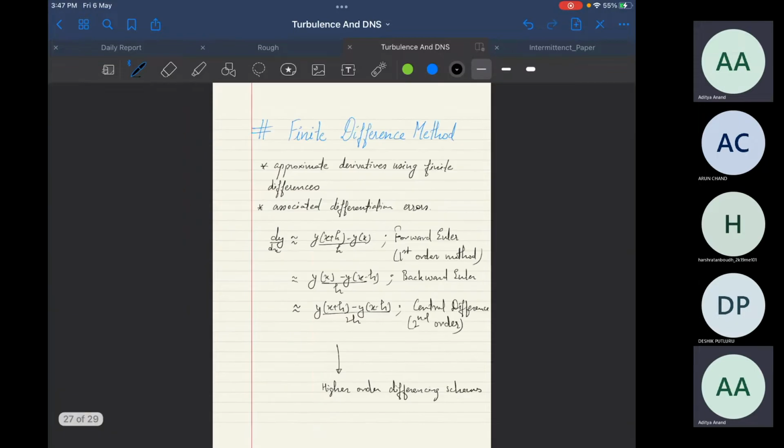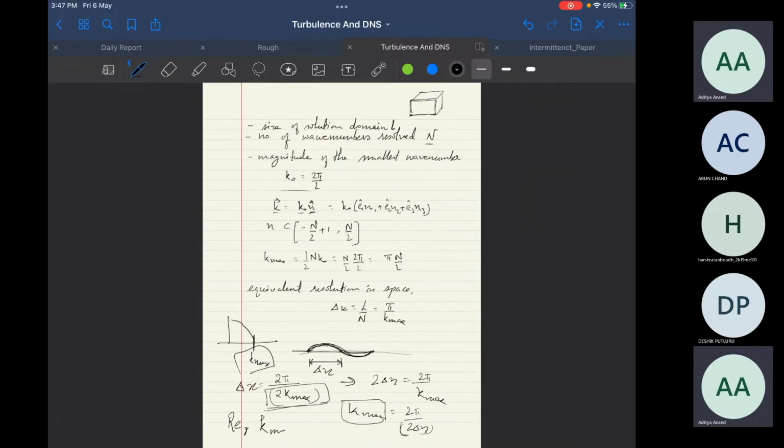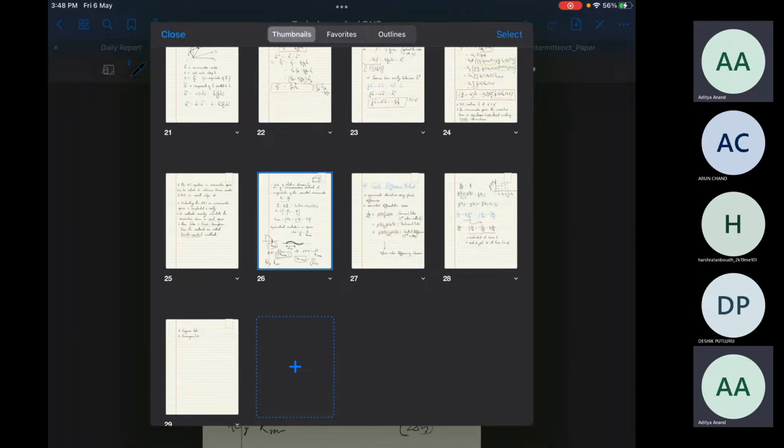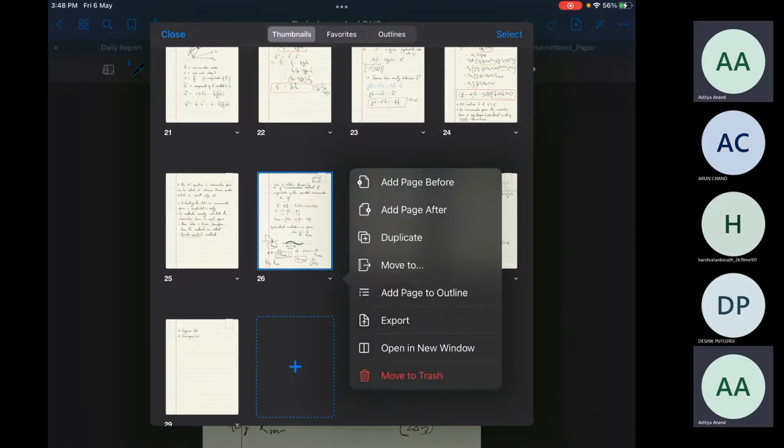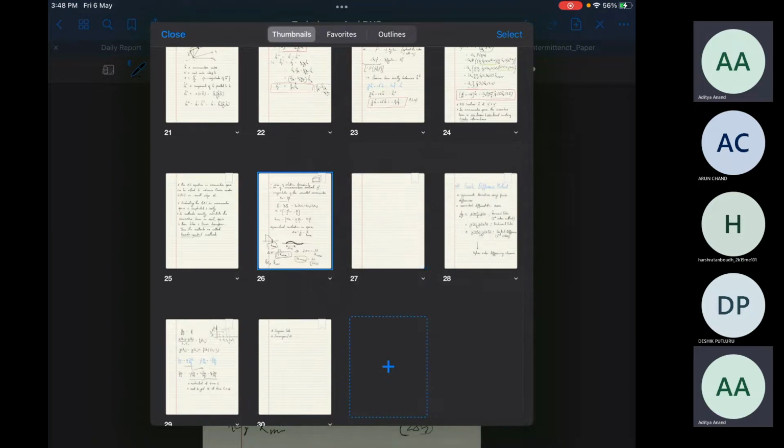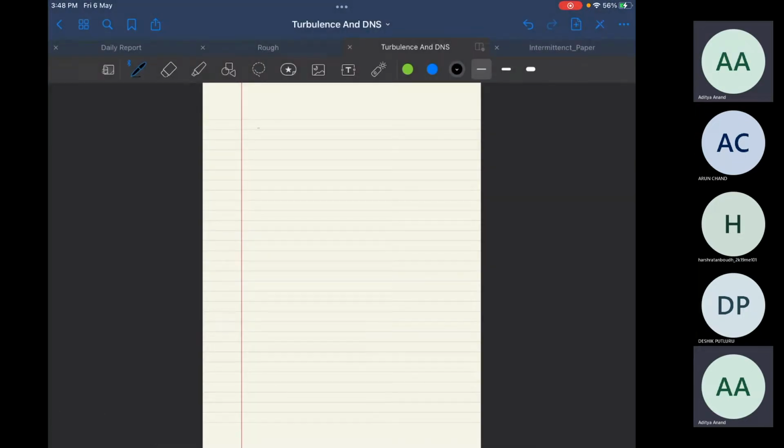So we are done with the pseudo spectral methods. These are for homogeneous boundary conditions. Let's say your homogeneous and isotropic turbulence simulations. Your boundary conditions are periodic in all three directions, so in x, y, and z. So these boundary conditions are homogeneous.